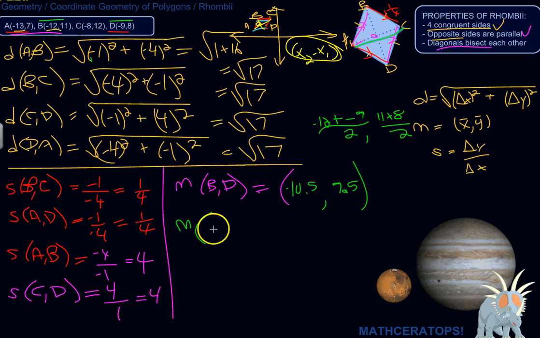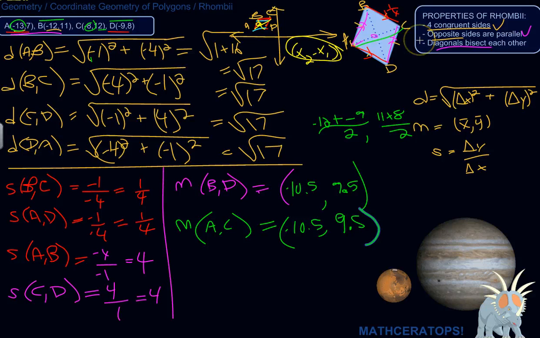So AC. We take the average of the x values. We're looking at A and C. Negative 13 plus negative 8 is negative 21, divided by 2 is negative 10.5. Average the y's. We got 7 plus 12 is 19, divided by 2. That's 9.5 as well. So they have the same midpoint, so they bisect each other. So this is a rhombus.